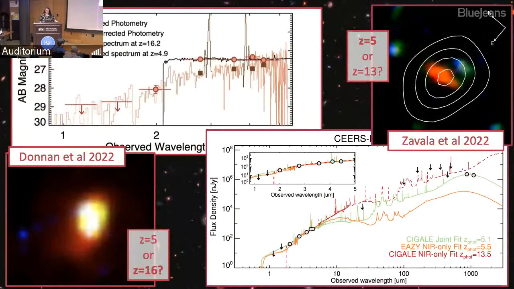We also had situations where we were confused because sometimes a galaxy can be lower redshift and closer by and dusty, and it looks like a high redshift galaxy that's just further away. And so these are two examples of sources where we had two competing photometric redshifts.